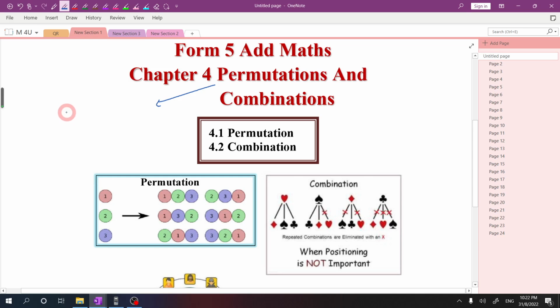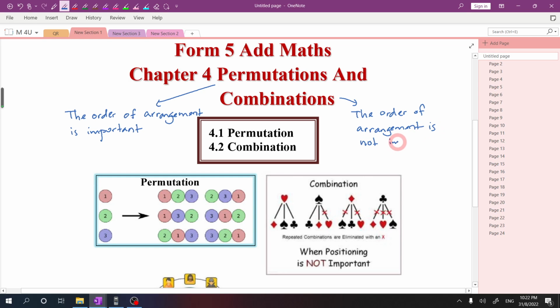For permutation, the order of arrangement is important. Whereas for combination, the order of arrangement is not important. Okay, let me give you one example for each of them.